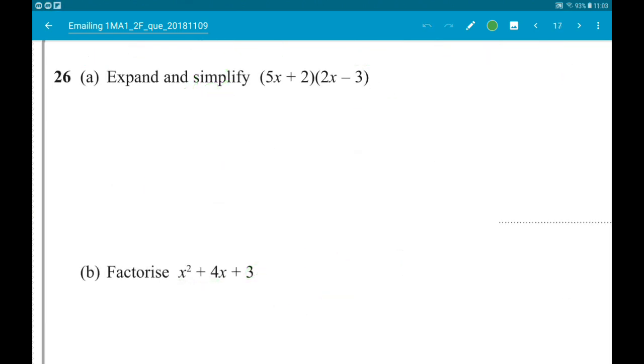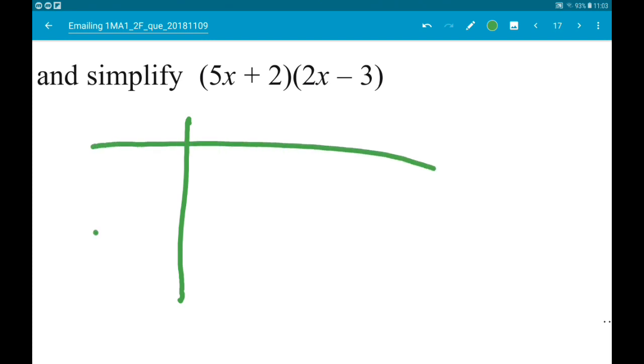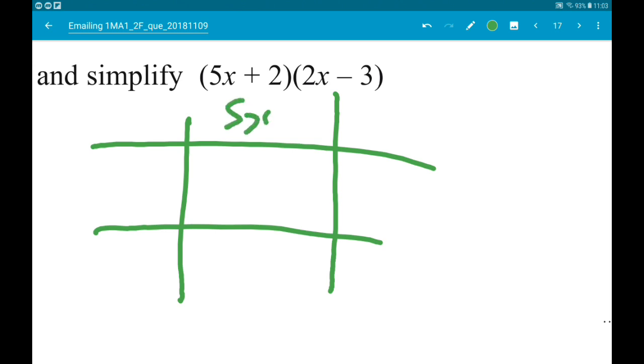Key number 26A wants us to expand and simplify 5x add 2 times 2x minus 3. So that is quite a nasty one to see on Foundation. I highly recommend using a table. So it needs to be a table like that. So we're going to put 5x and 2 along the top, and then 2x minus 3 down the side.